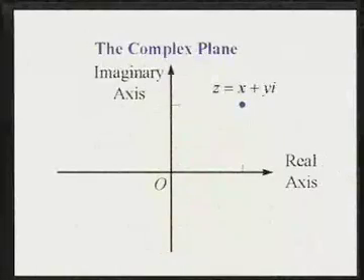When we do this, we first need to remind ourselves that a complex number is a number z equals x plus yi, where x is called the real part of the complex number and y is called the imaginary part. What we do is we plot x as the point that corresponds to the real axis, and we plot y as the y-coordinate corresponding to the imaginary axis. So x is the signed distance from the imaginary axis, and y is the signed distance from the real axis.